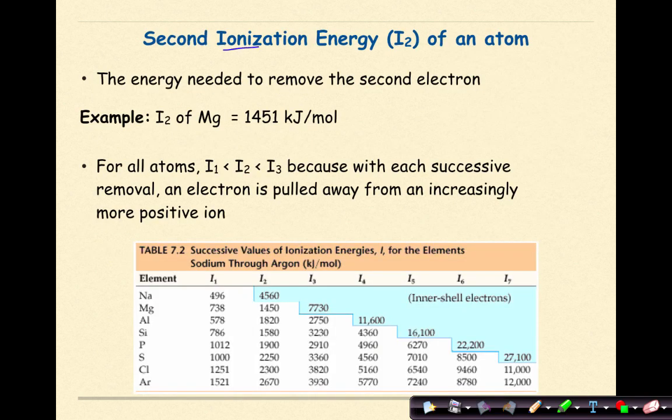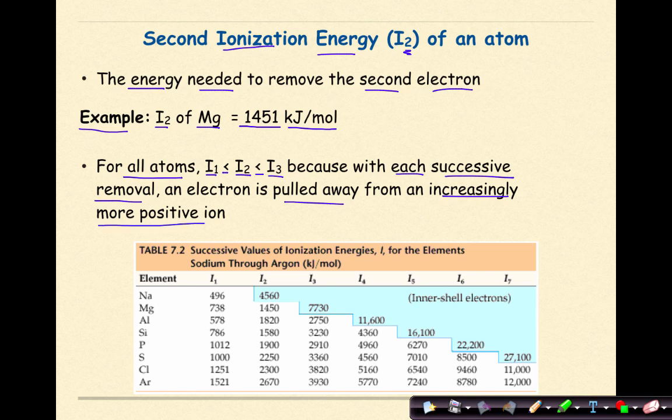The second ionization energy, or I with a little sub 2 of an atom, is the energy needed to remove the second electron. So for example, the second ionization energy of magnesium is 1,451 kilojoules per mole. For all atoms, the first ionization energy is going to be less than the second ionization energy, which is going to be less than the third ionization energy, because with each successive removal, an electron is pulled away from an increasingly more positive ion.